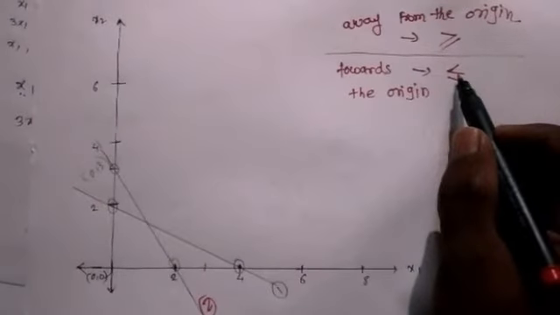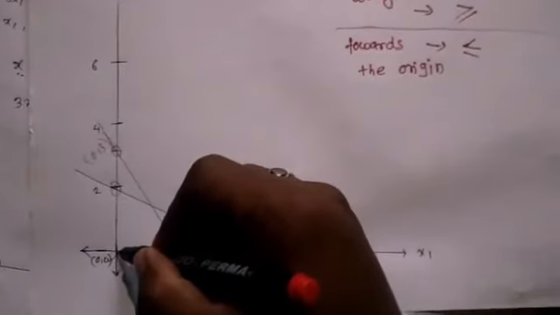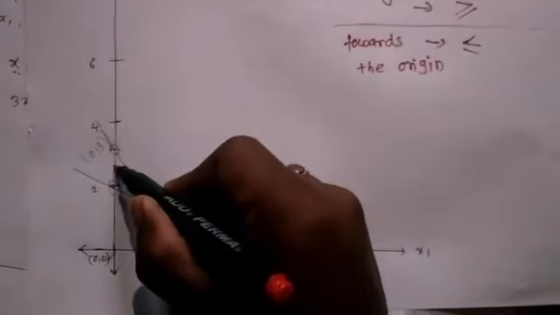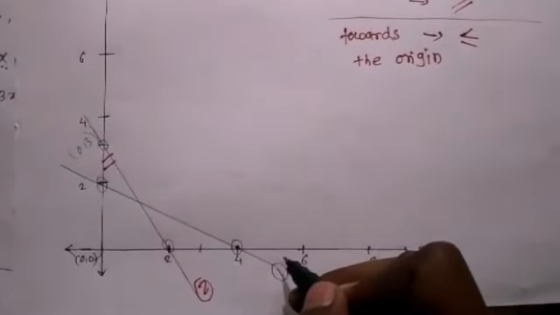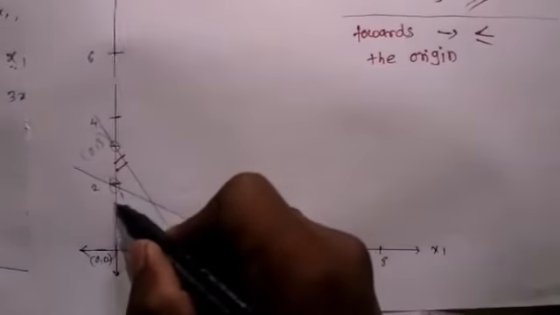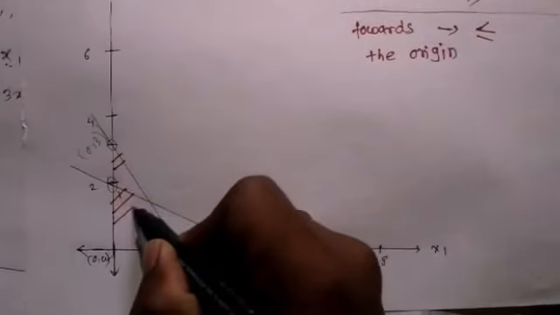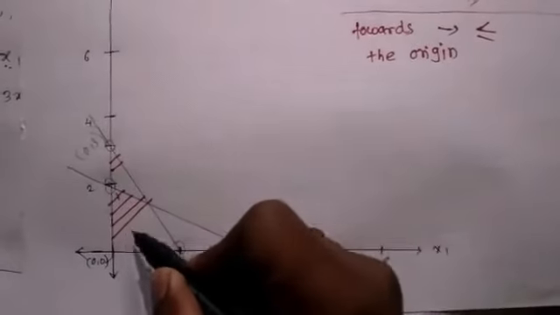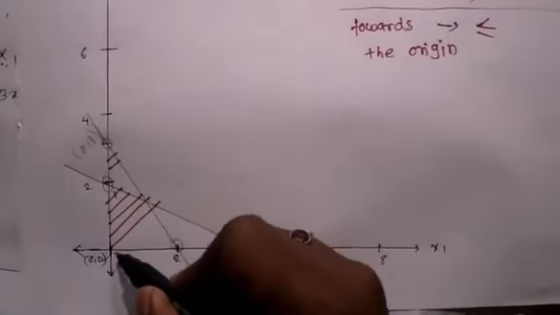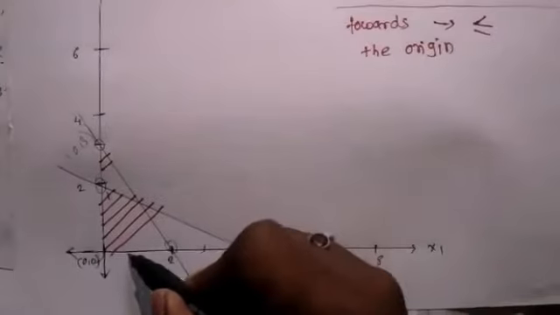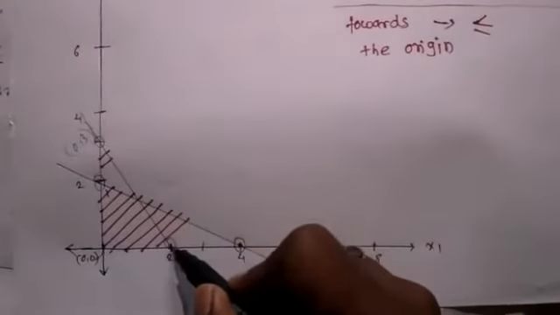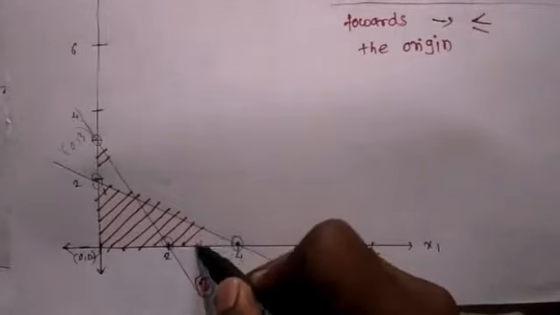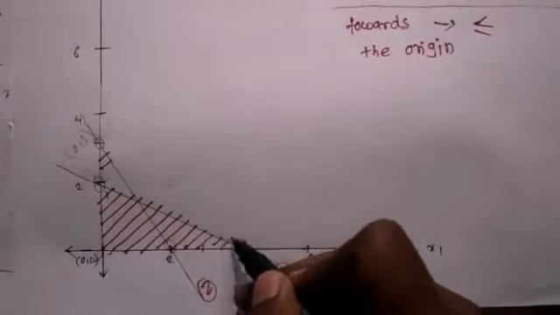Then what we have to do? We have to just mark the line towards the origin. Where is the origin? Here is the origin. So we have to mark the line from equation 1, the first line, toward the origin. So this is our equation area, we can say. Just mark the line toward the origin from the line drawn from equation number 1.